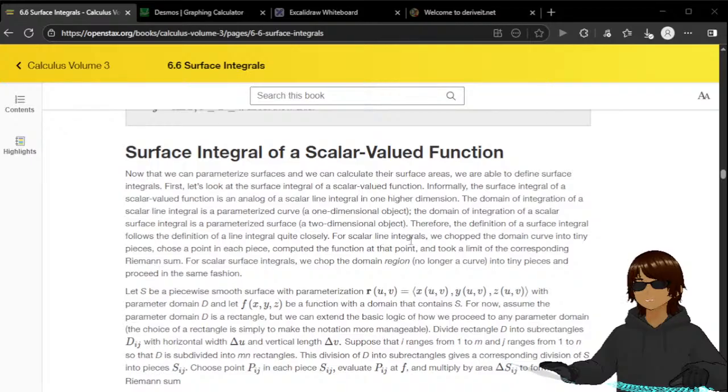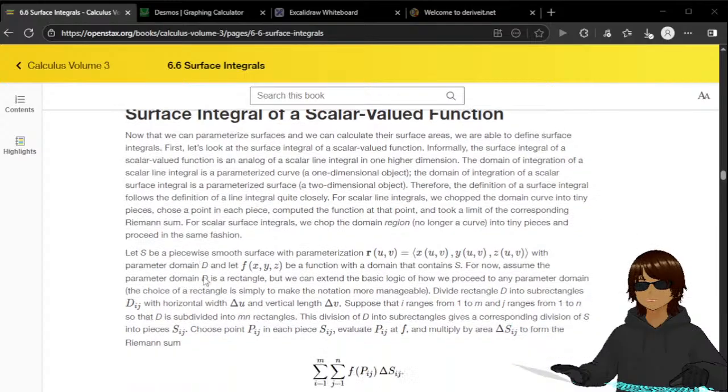For scalar line integrals, we chop the domain curve into tiny pieces, chose a point in each piece, computed the function at that point, and took a limit of the corresponding Riemann sum. For scalar surface integrals, we chop the domain region into tiny pieces and proceed in the same fashion.